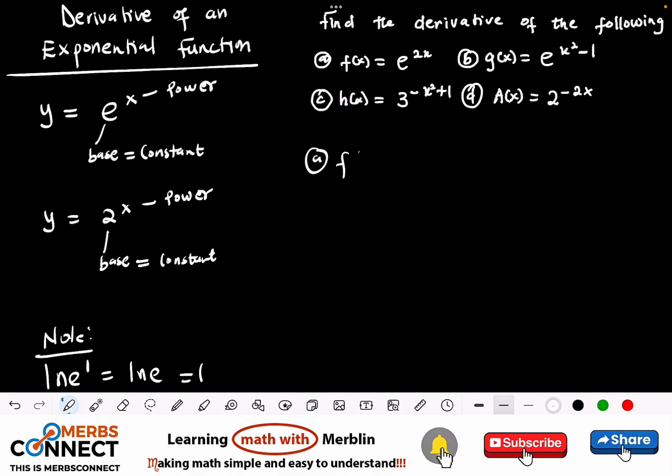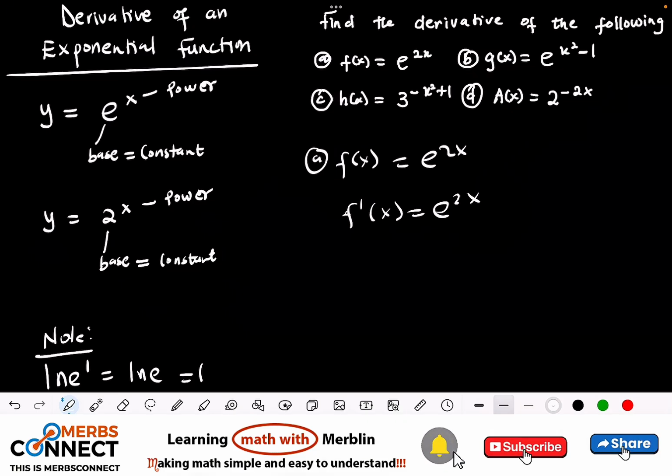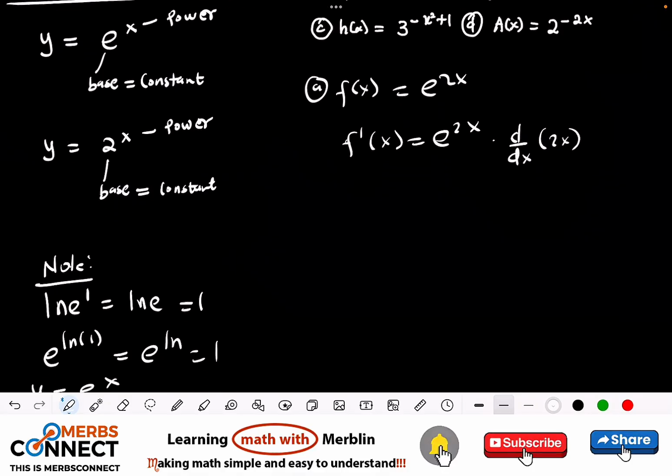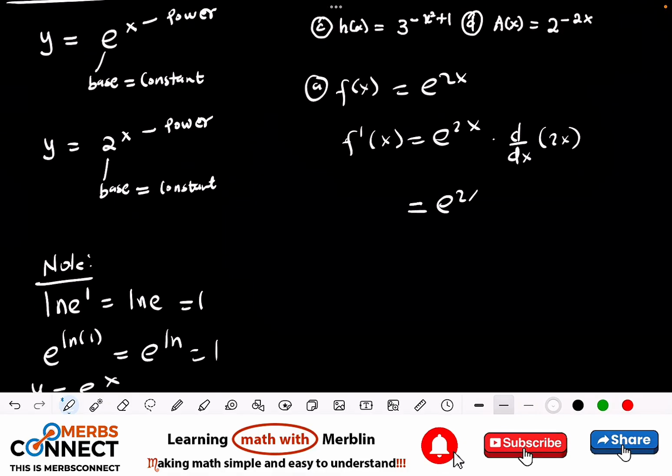A, f of x is equal to e to the power 2x, right? So what will be f prime of x? F prime of x is equal to e to the power 2x times, then I take the derivative of the top. That's all. When I take the derivative of the top, what am I going to get? 2. Then you just multiply it by 2. But I will just write d over dx of 2x, right? And this will be 2 times, when I differentiate 2x, I'll get 2. And this is going to give us 2e to the power 2x.